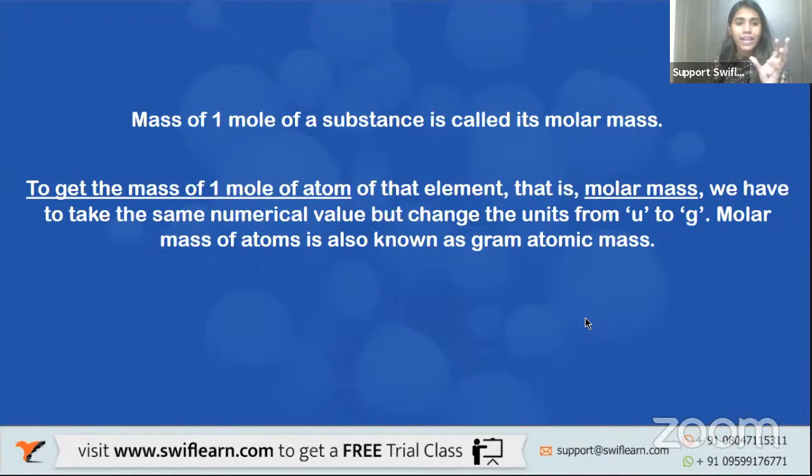Now, if I take the unit of, say, 1 mole of an atom, we usually refer to it as U. Right. Atomic mass unit is U. Just change it to G, and you will get the molar mass. The value will remain the same, just change the unit. So to get the mass of 1 mole of an atom of an element, that is the molar mass, we have to take the same numerical value. Do not touch the numerical value, just convert U to G.